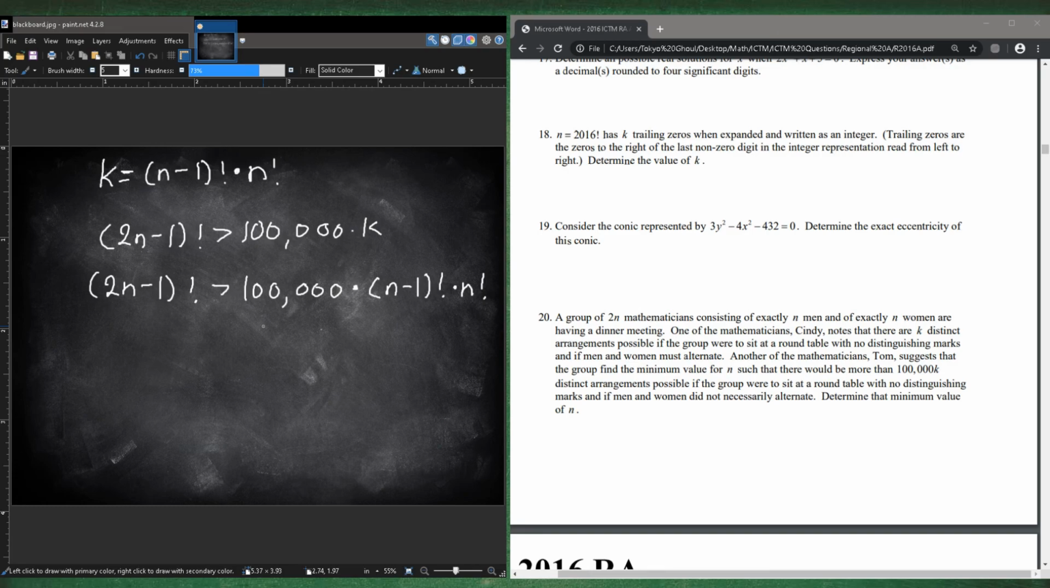So let's try 5. So 2 times 5 minus 1 factorial, and then minus 100,000 times k, because if this part is negative, when you subtract this to this side, then this number has to be greater than 0. So we're going to have to find the first instance it becomes positive. So minus 100,000 times 5 minus 1 factorial times 5 factorial. Okay, so that's negative. Okay, that's a really big negative.